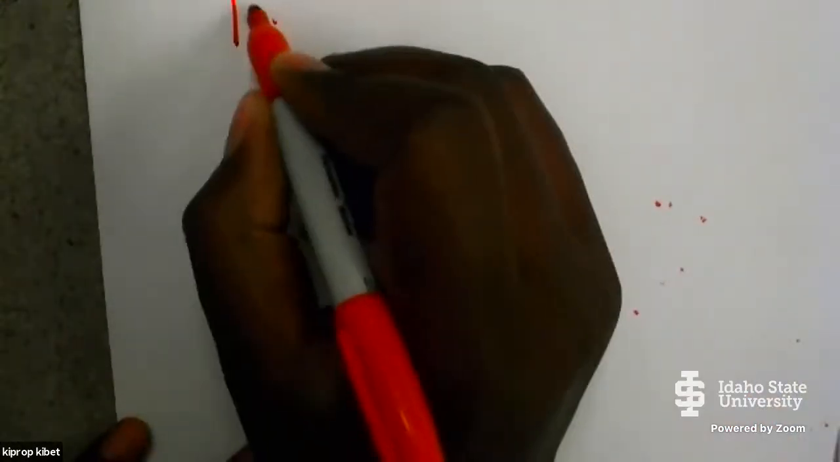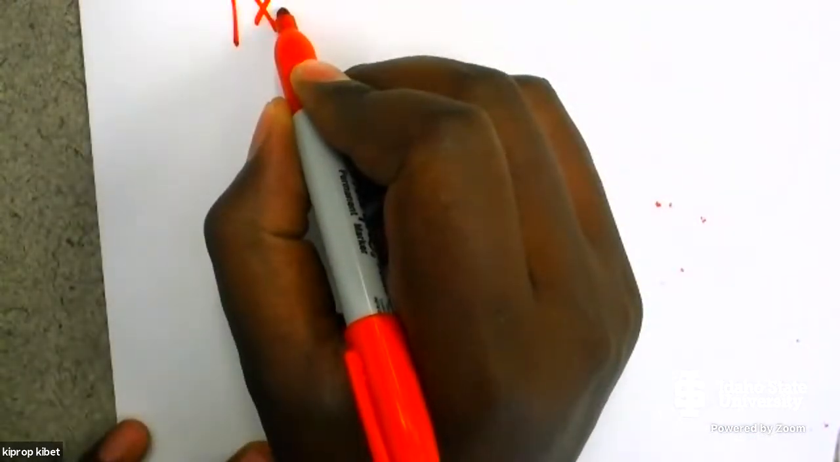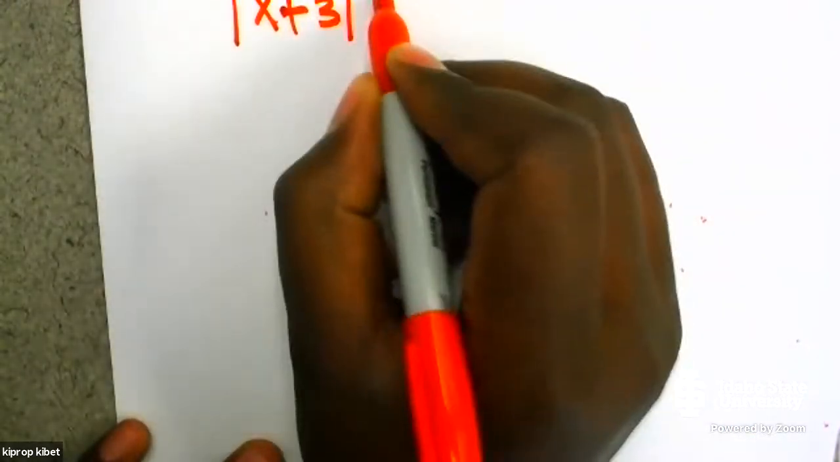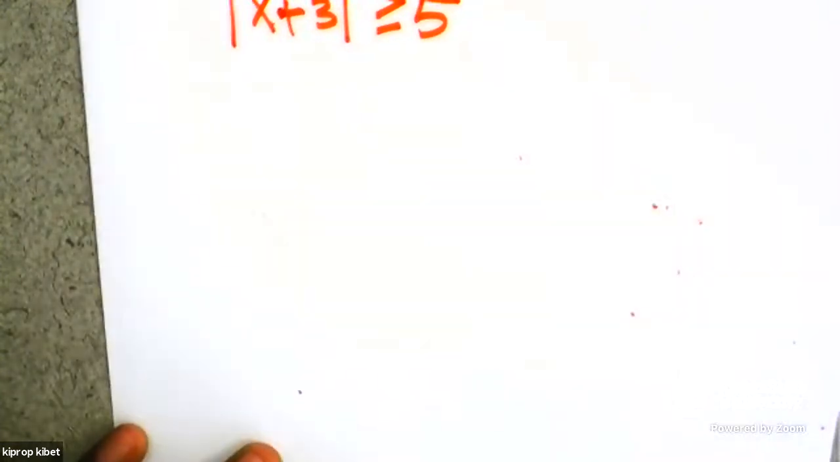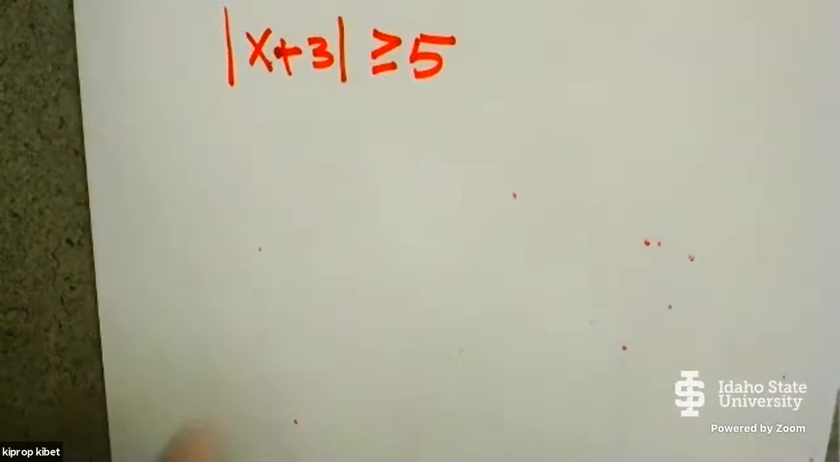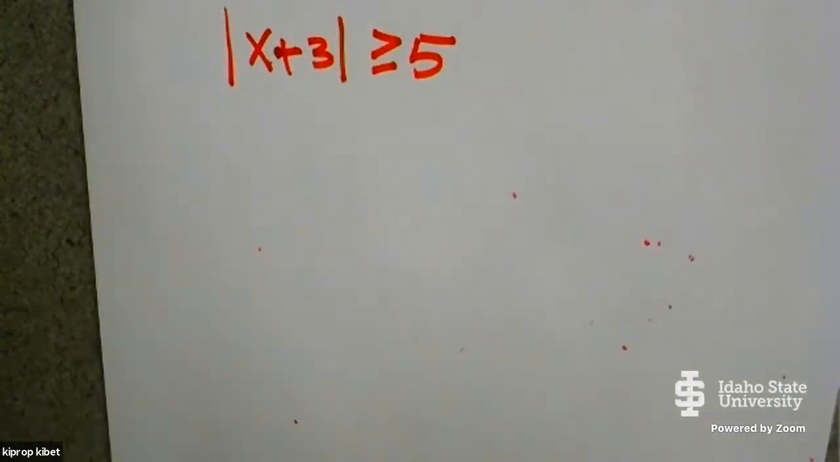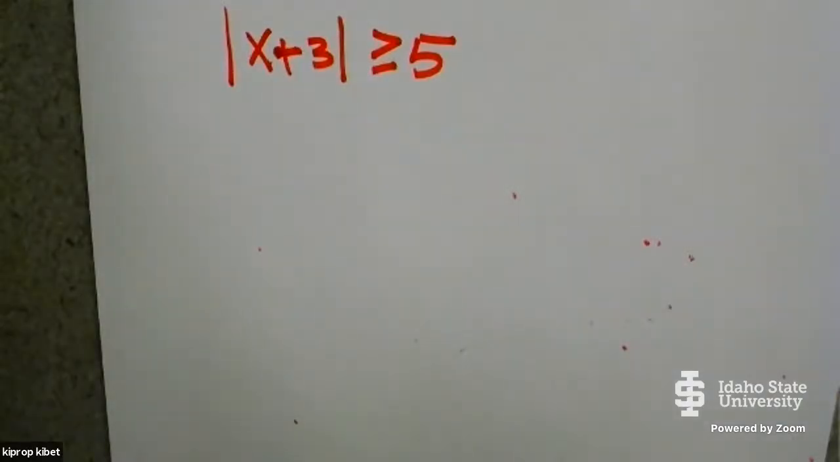Okay, another example. Let's say we have the absolute value of x plus 3 greater or equals to 5. Are you seeing that? Are you able to see in Zoom? Yes. Okay. So how should we solve this?